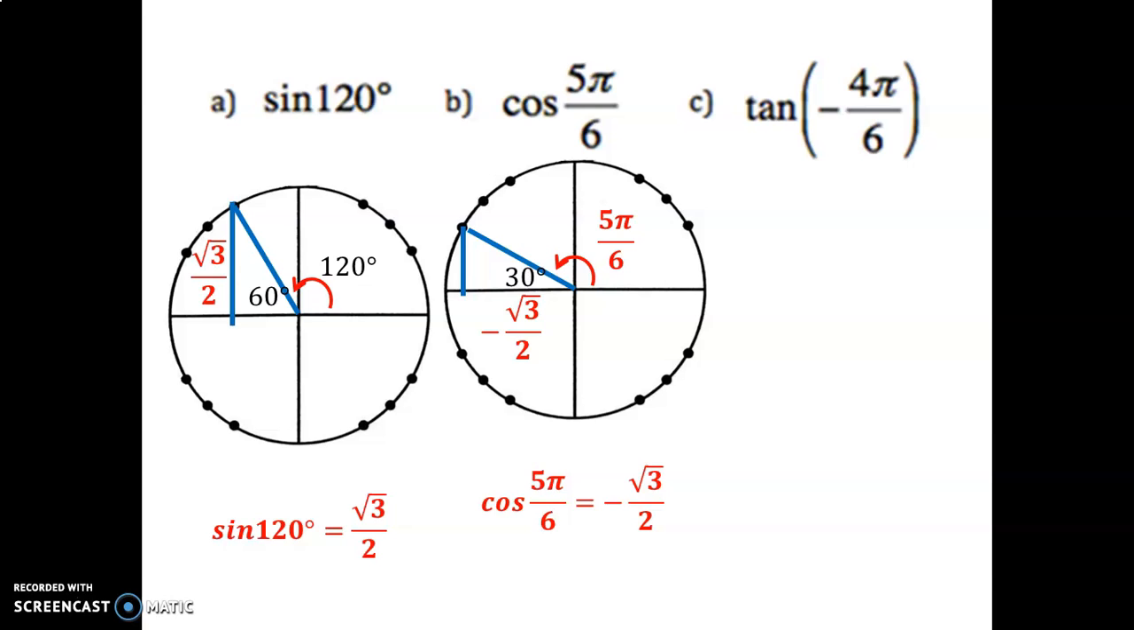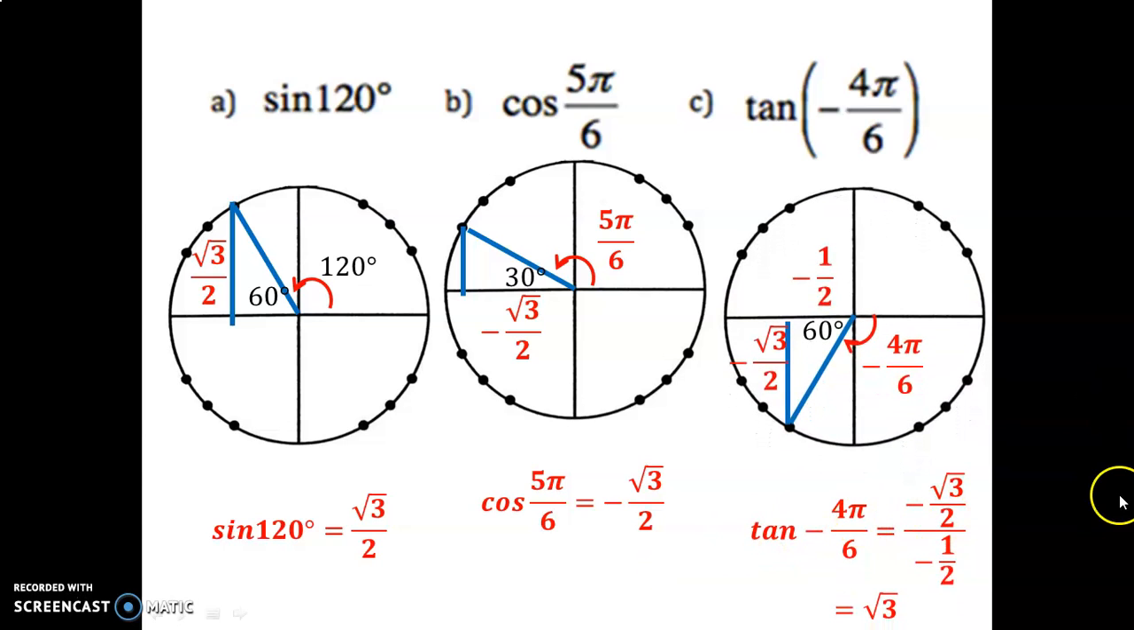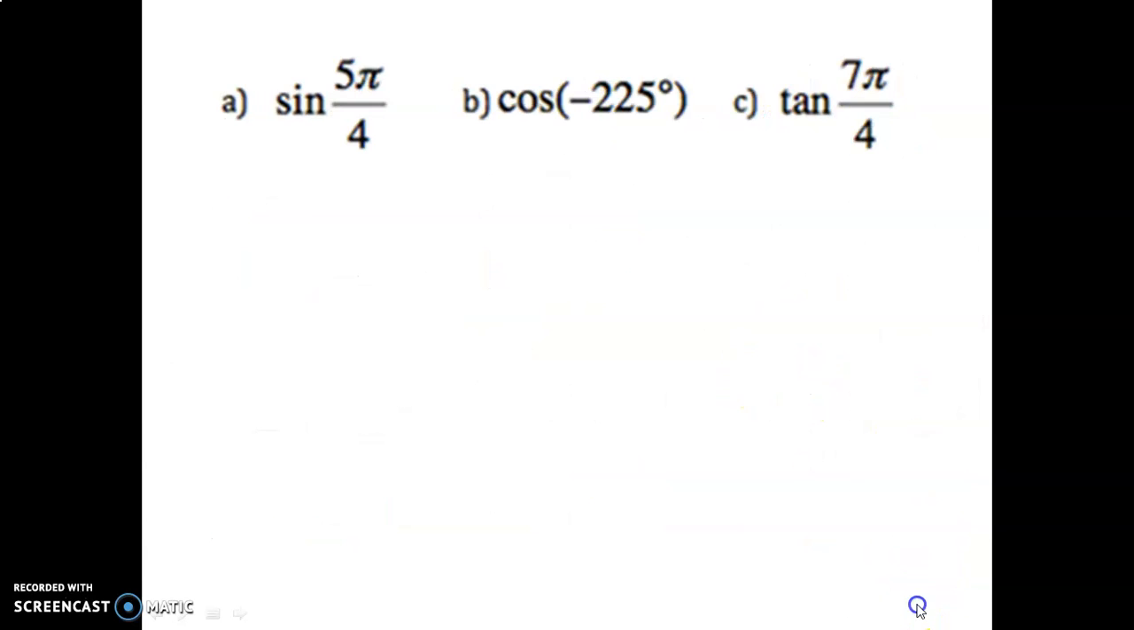Try C, now looking for the tangent of that angle. Okay, that angle is spinning negatively like this, clockwise. 6 again tells us we're dealing with 30s, and we have 4 of them, so we've gone 4 slices of 30, which means we've gone 120 degrees. 60 degrees remains. We end up with this triangle. Tangent means y over x, so the y value divided by the x value, which are both negative, gives us root 3. Try this one, sine, first one.